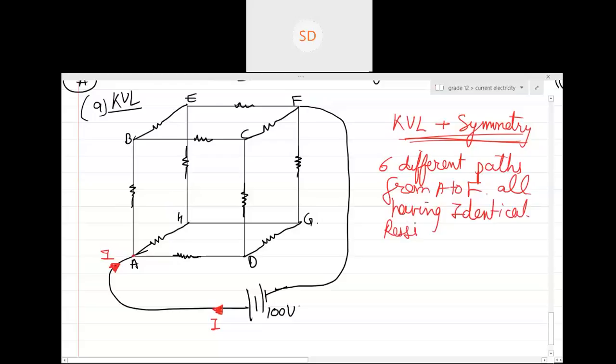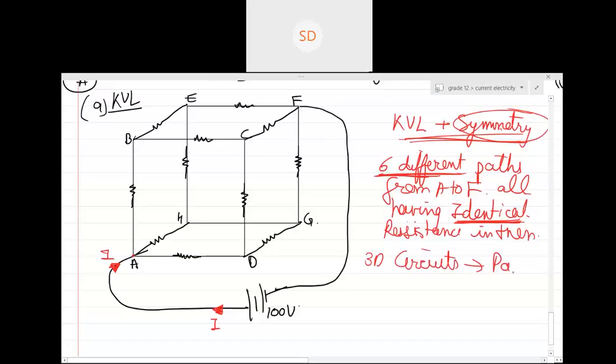So basically, in case of this cubical circuit, symmetry is not thought of like a line or a plane or something. We think of symmetry as these different paths all having identical resistance. So basically, in the case of 3D circuits or generally any circuit, the path is seen to understand symmetry. If the path is the same, then the current will be dividing identically.